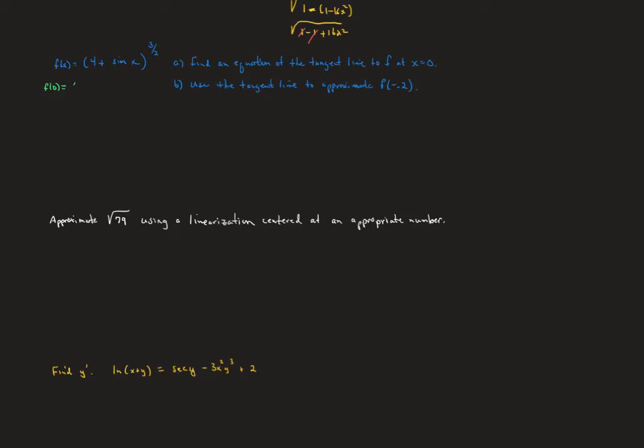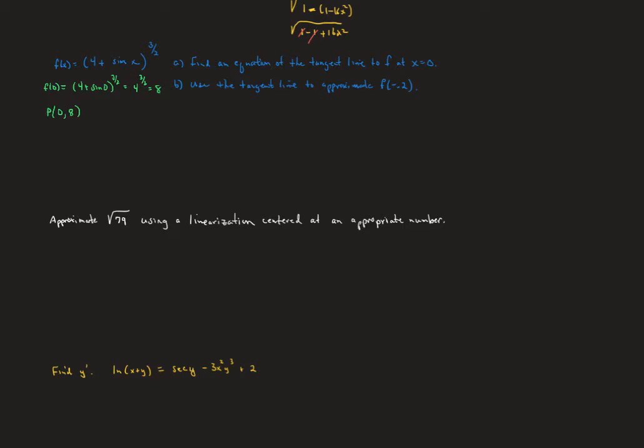So that means we're going to get 4 plus the sine of 0 to the 3/2. Sine of 0 is 0, so that means we have 4 to the 3/2. So that's going to be the square root of 4, which is 2, cubed, which is 8. So that gives us our point is (0, 8). And notice that's also a y-intercept.